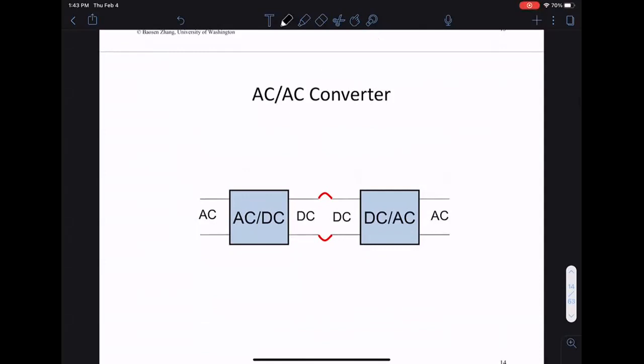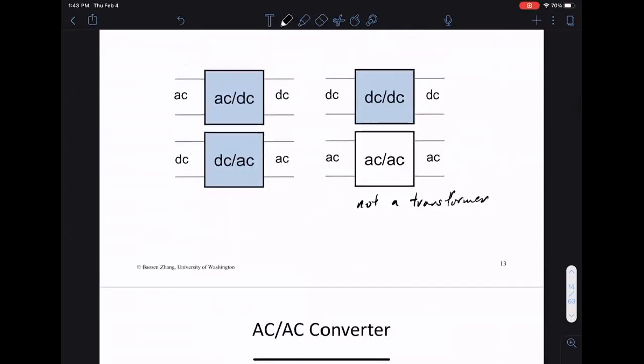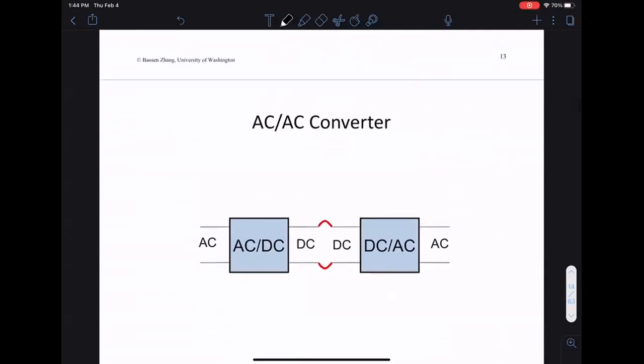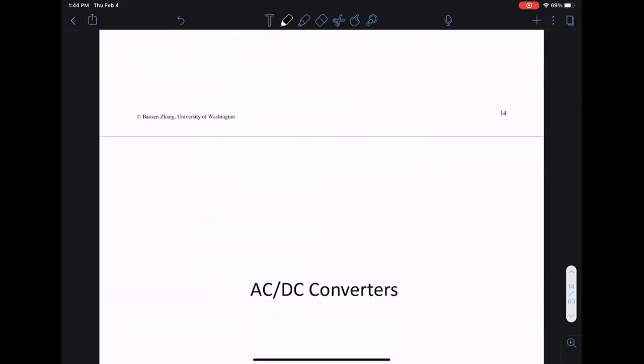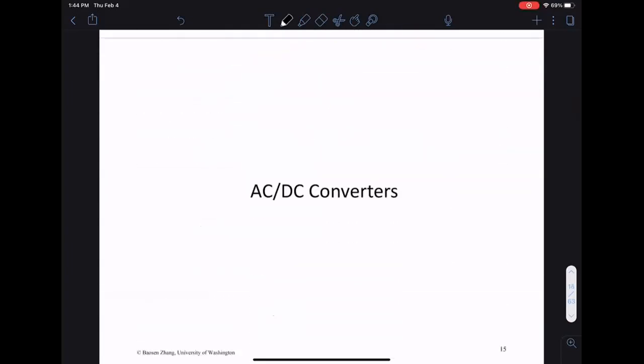Next we're going to go through different types of converters. We're only going to go through AC-DC, DC-DC, and DC-AC, because the AC-AC converter is really a combination of the other 3 types chained together. So let's take a look at the AC-DC converters. Let's say I have an AC wave. I want to get a DC wave out of it. How do I do this conversion?